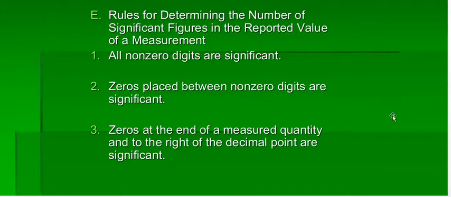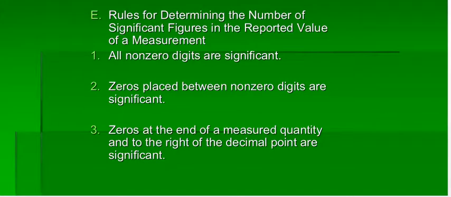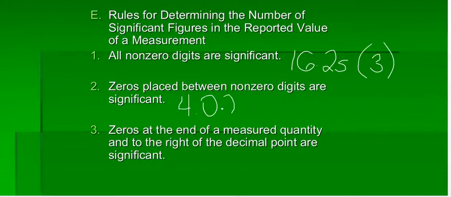Number 1, all non-zero digits are significant. So if I have a measurement, 16.2 seconds, if there's not a 0, they're all significant. 3 sig figs. Number 2, zeros placed between non-zeros are significant. 4.006, the zeros are between non-zeros, so that has 4 significant figures total.